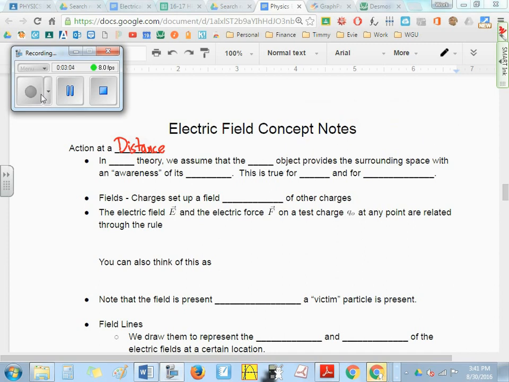So what causes an object to feel the presence of another object? Why does mass know about existing masses nearby? And why does charge know about existing charges nearby? We don't have that question completely answered, but we do have something called field theories. In a field theory, we assume that the acting object provides the surrounding space with an awareness of its presence. And this is true for gravity and for electrostatics.